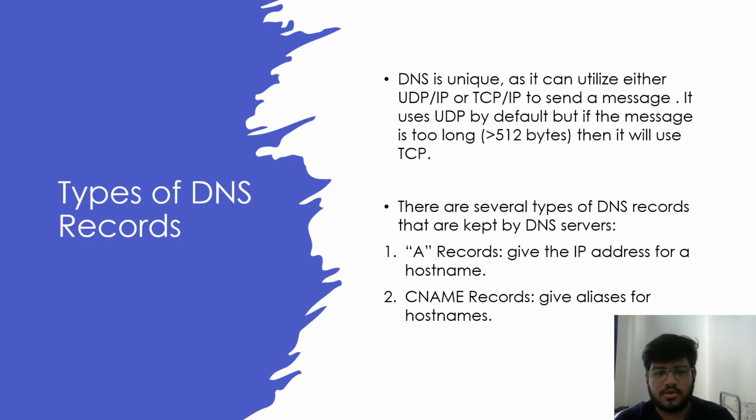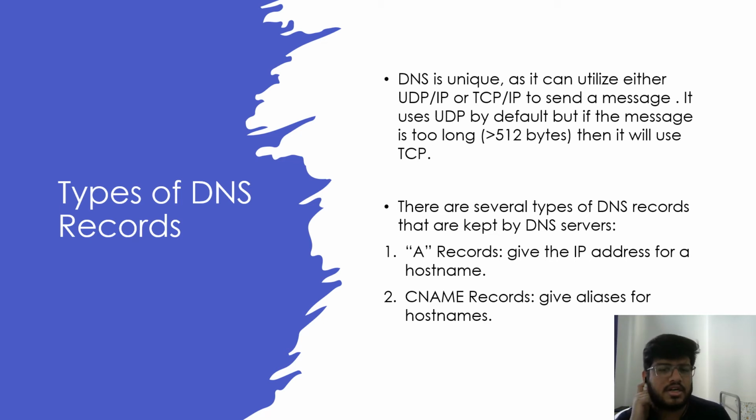So now let us talk about the types of DNS records. DNS is unique. It can utilize either UDP/IP or TCP/IP. TCP is Transmission Control Protocol, which is used to send a message. But DNS by default uses UDP. But if the message is too long, let's say the length of the message reaches 512 bytes, then DNS is smart enough to utilize TCP.